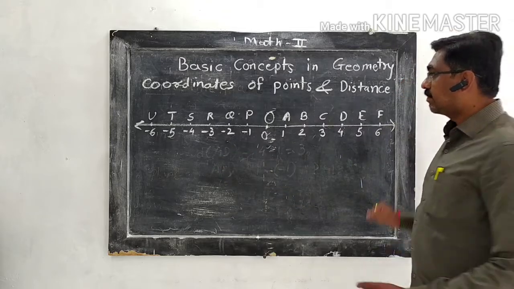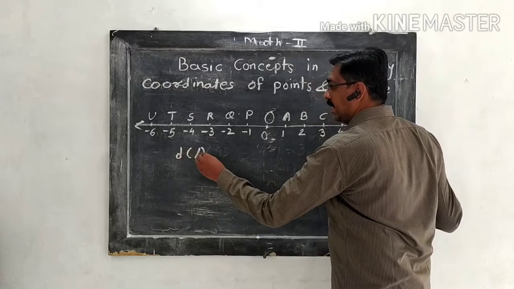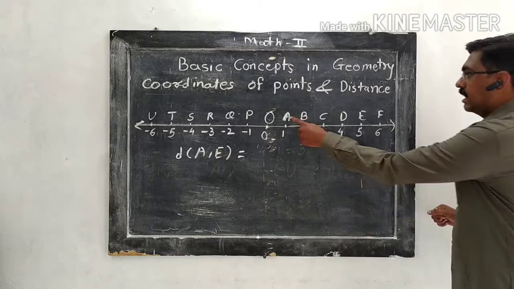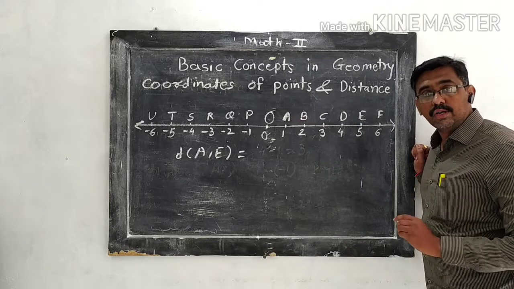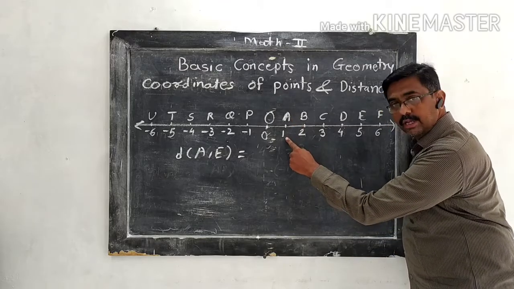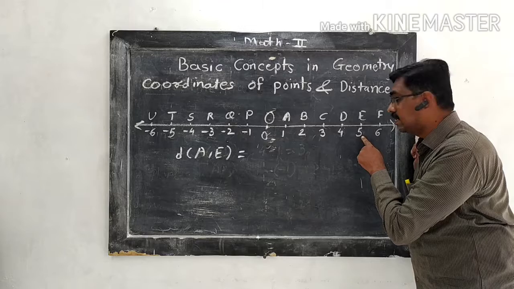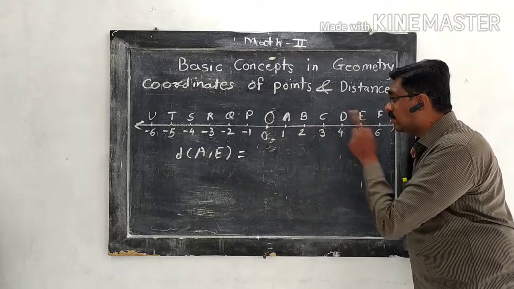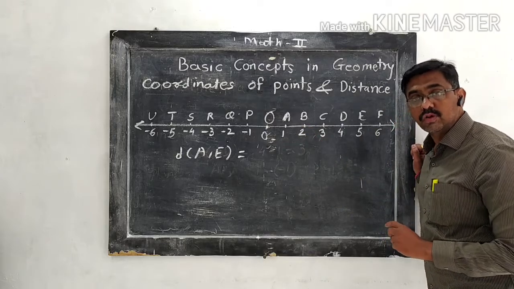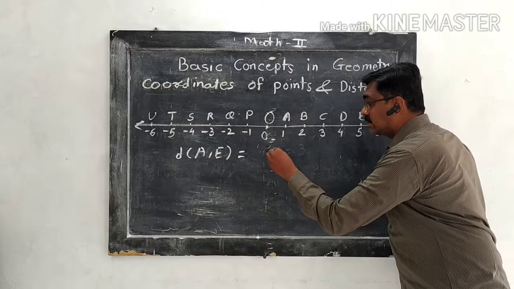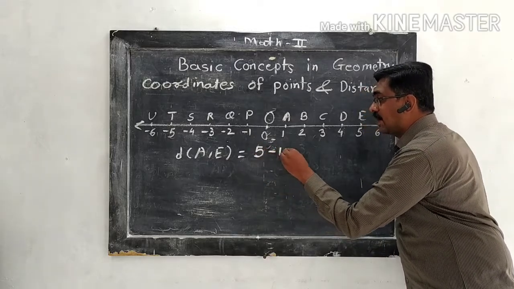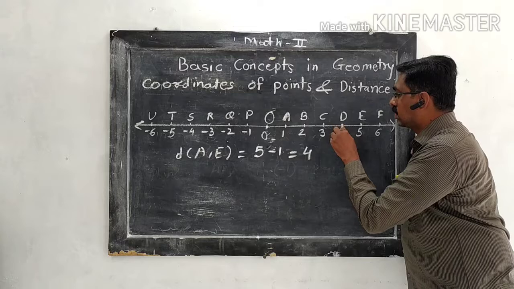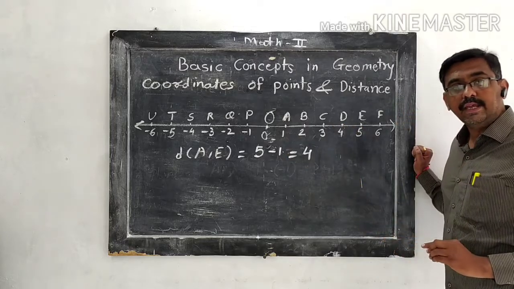Now take the distance. Suppose we have to take the distance between A and E. So we are taking the distance AE. First decide the coordinate of point A. The coordinate of point A is 1. The coordinate of point E is 5. Now to get the distance, what do we have to do? Subtract the smaller coordinate from the bigger coordinate. So we subtract 1 from 5, and 5 minus 1 is 4. Look, from A to E: 1, 2, 3, 4. 4 is the distance between A and E.